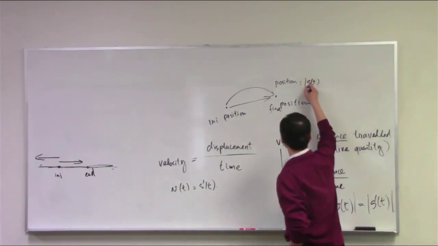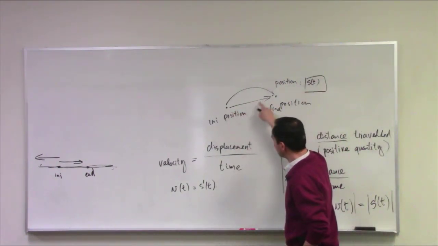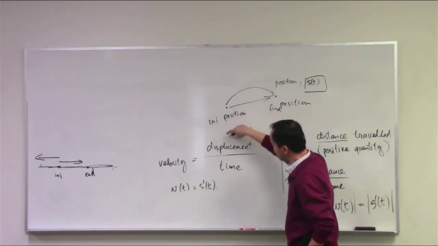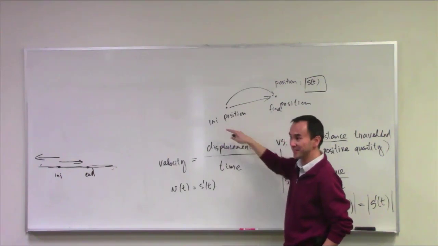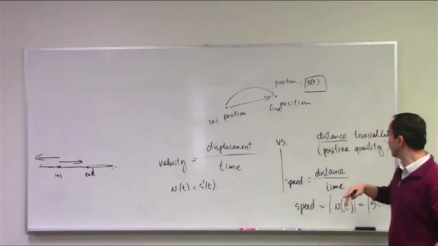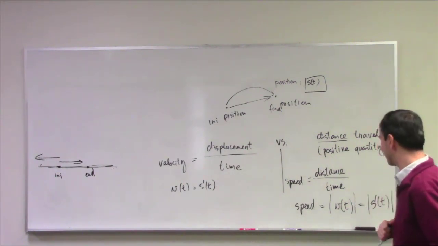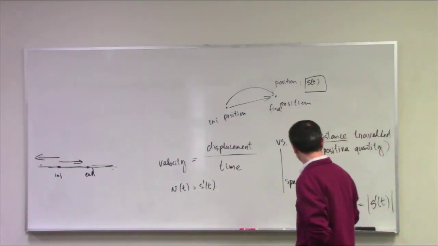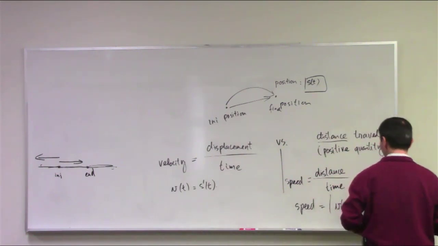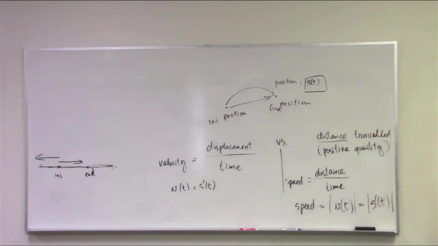So it's all starting out with position. Changing between positions, we call that, in its most raw form, the displacement. And then distance traveled is the positive version of that. Think of it that way. And then speed is the absolute value of velocity. And so now we take that understanding and we bring that in here.